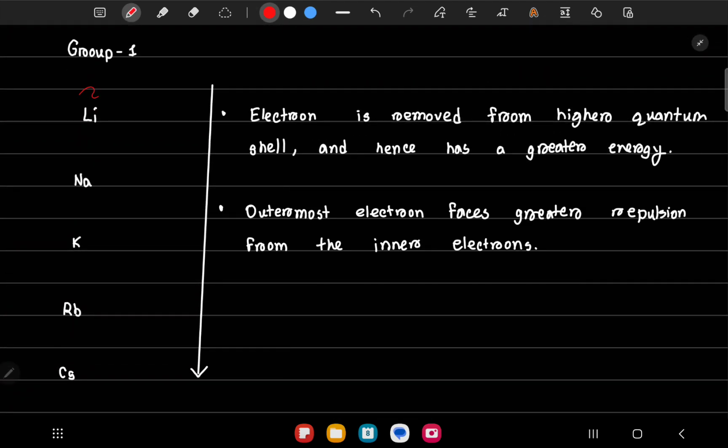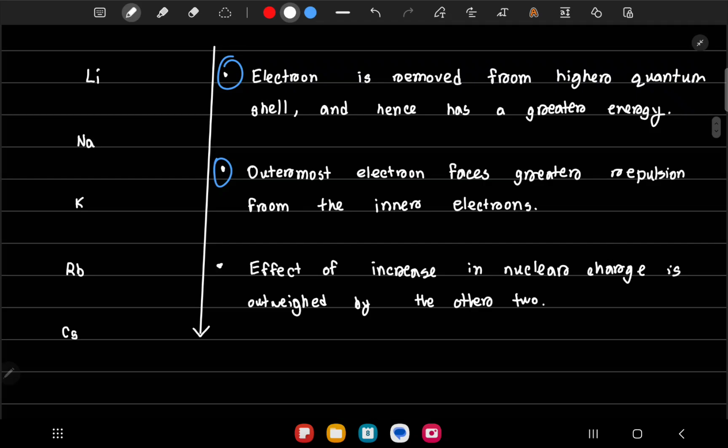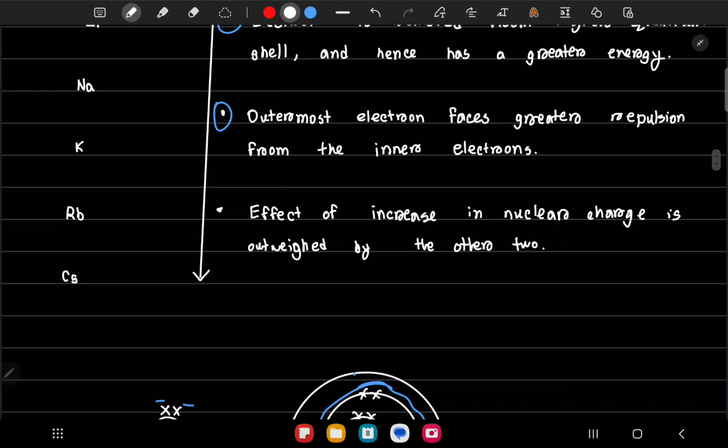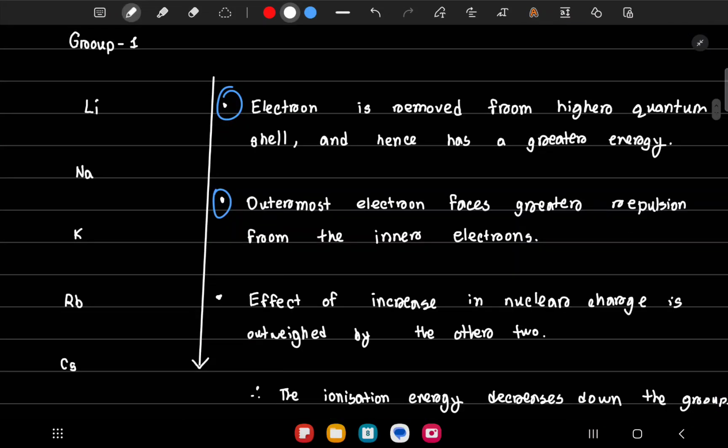Now you can say that as we go down the group, the nuclear charge increases, or the number of protons increase. If there are more protons, the electrons should be attracted more strongly to the nucleus. But however, these 2 points over here outweigh the effects of nuclear charge. So overall, it becomes easier to pull the electrons out. So it becomes easier to get this electron out of its shell as we go down the group. Therefore, the ionization energy decreases down the group. Now, this is the trend down the group.